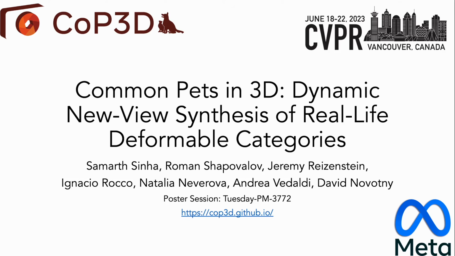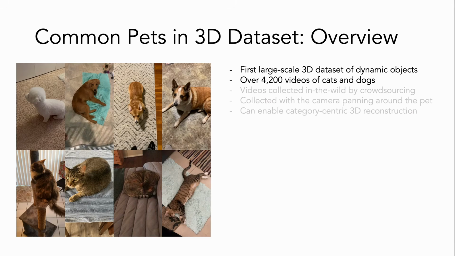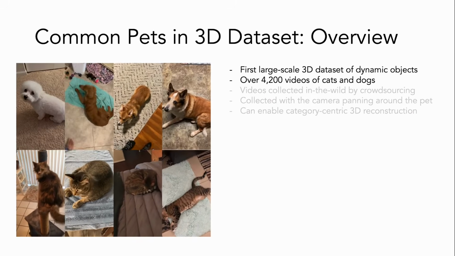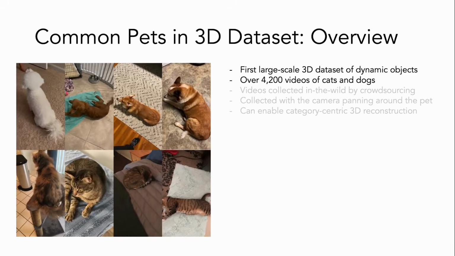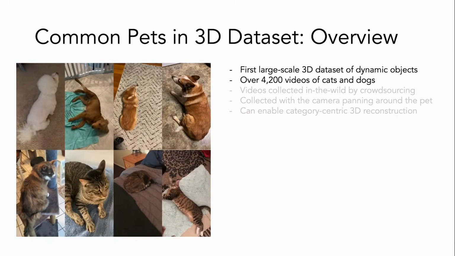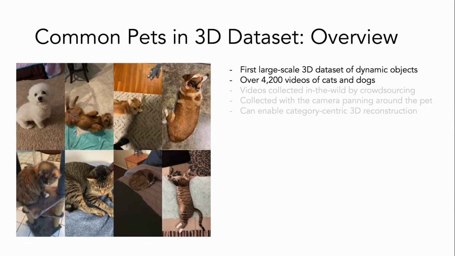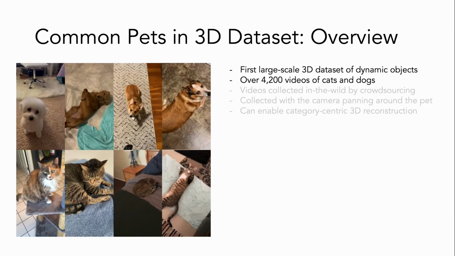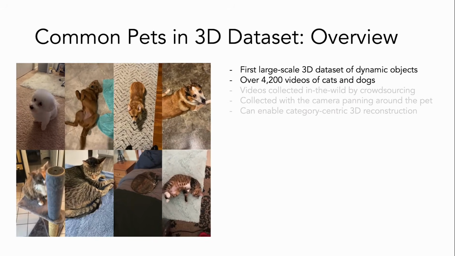Hi everyone, my name is Samar Sinha, and today I will be talking about our work, Common Pets in 3D. This work was done alongside my collaborators at Meta AI. In this paper, we share the Common Pets in 3D dataset, which is the first large-scale 3D dataset of pets, namely cats and dogs. In total, the dataset consists of over 4,200 videos of cats and dogs.